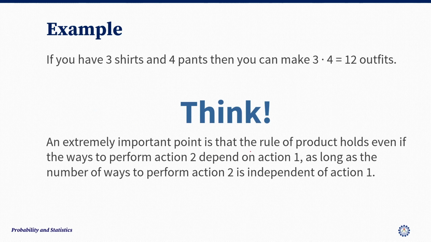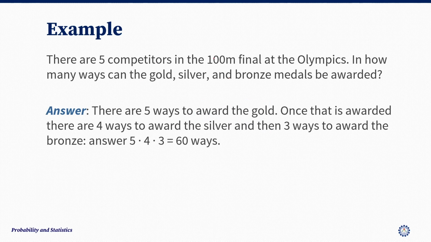An extremely important point is that the rule of product holds even if the ways to perform action 2 depend on action 1, as long as the number of ways to perform action 2 is independent of action 1. Another example: there are 5 competitors in the 100m final at the Olympics. In how many ways can the gold, silver, and bronze medals be awarded? The answer is there are 5 ways to award the gold.